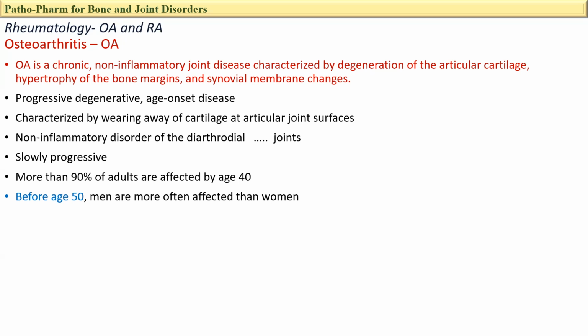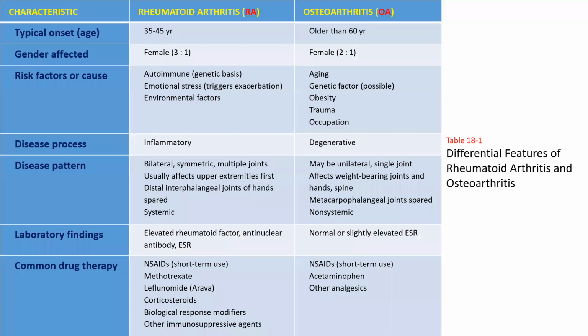It's a non-inflammatory disorder of the diarthrodial, which is the synovial joints. Slowly progressive, and more than 90% of adults are affected by age 40 and before. And so the incidence of osteoarthritis after 50 is twice as great in women compared to men.